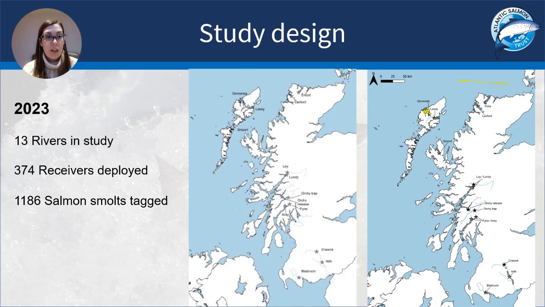And then in 2023, we focused all of our efforts in the sea lochs. So we'd been collecting data throughout the West Coast on movement through sea lochs, but we decided that we were going to put all of our efforts into looking at the migration behaviours of salmon smolts through sea lochs in 2023. So we deployed 374 receivers throughout the sea lochs that we included in the study, and we tagged 1,186 salmon smolts across 13 rivers to address that question.